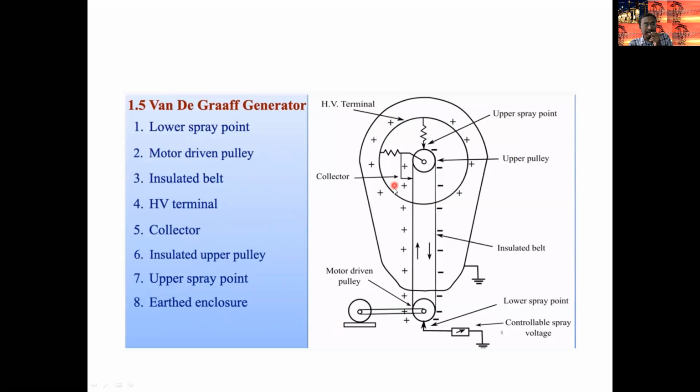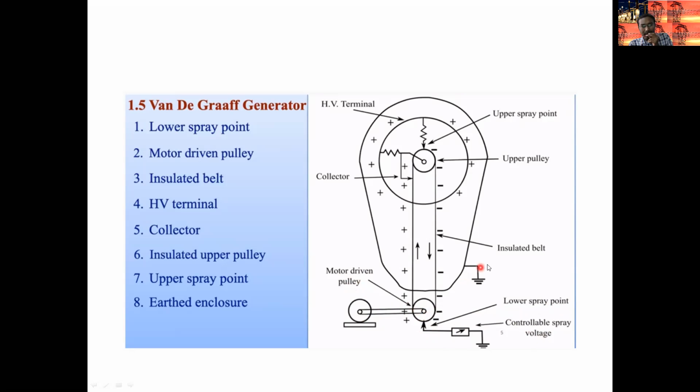So this is the construction of the Van de Graaff generator, with the different parts of the generator. Here, this is called a controllable spray voltage. Using this, the positive charges can be controlled. This is the lower spray point, called the bottom comb. One comb is placed near the bottom roller. Then the motor driven pulley: by using the motor, we rotate this roller.